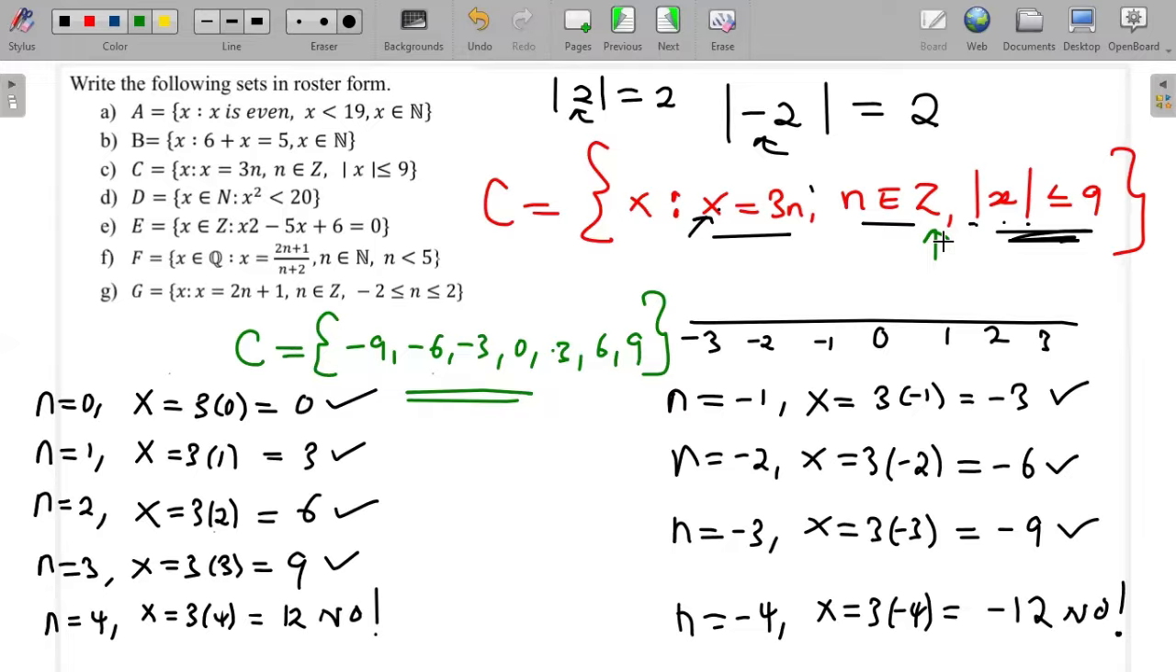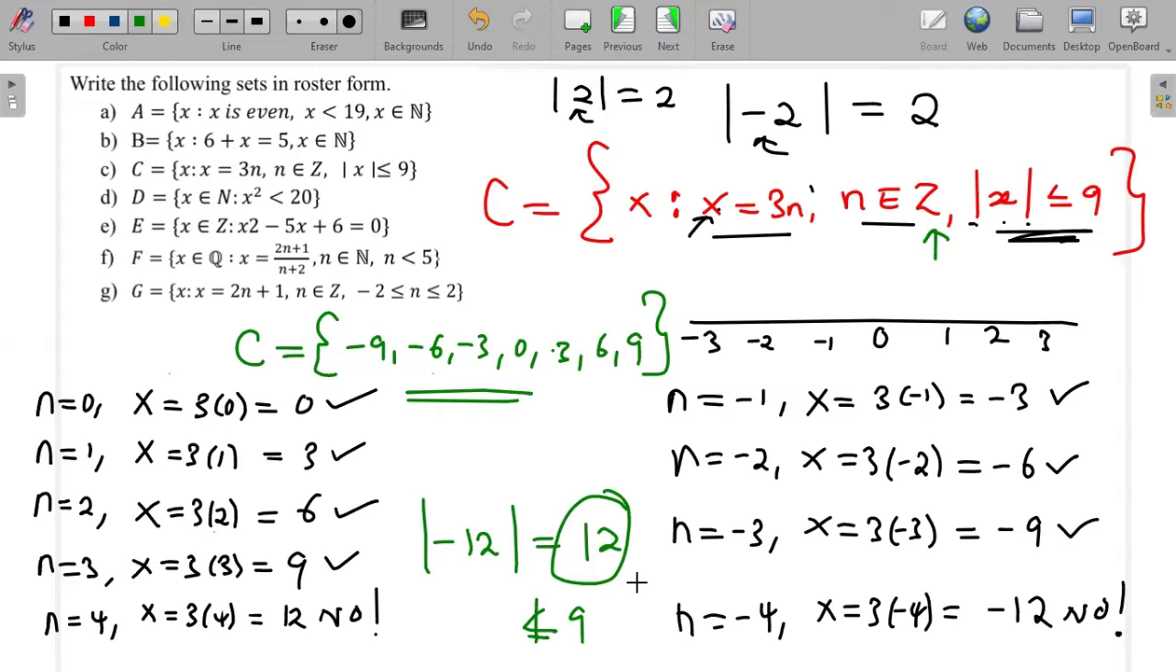Why can't we include negative 12? Okay, so we can't include negative 12 because when we get the modulus of minus 12, we are going to get a positive 12. Okay, so here the condition says if we get the modulus of that certain x value, it should be less than or equal to 9. But we see that 12 is not less than or equal to 9. It's actually greater than 9. No wonder we can't include it there.